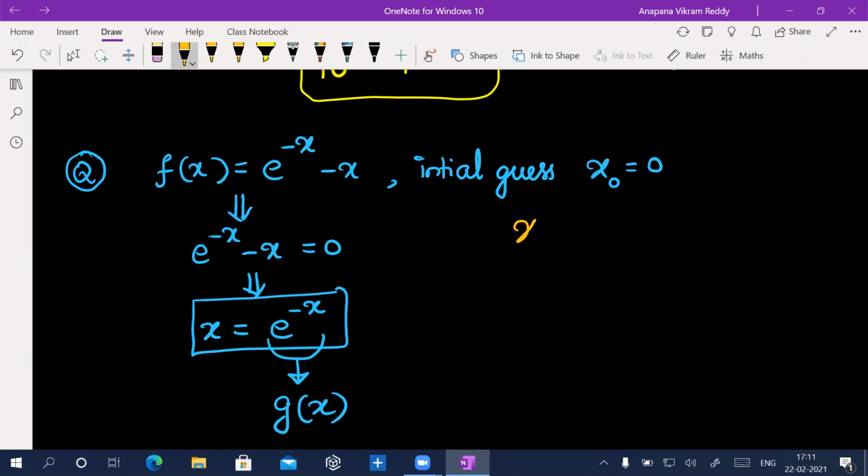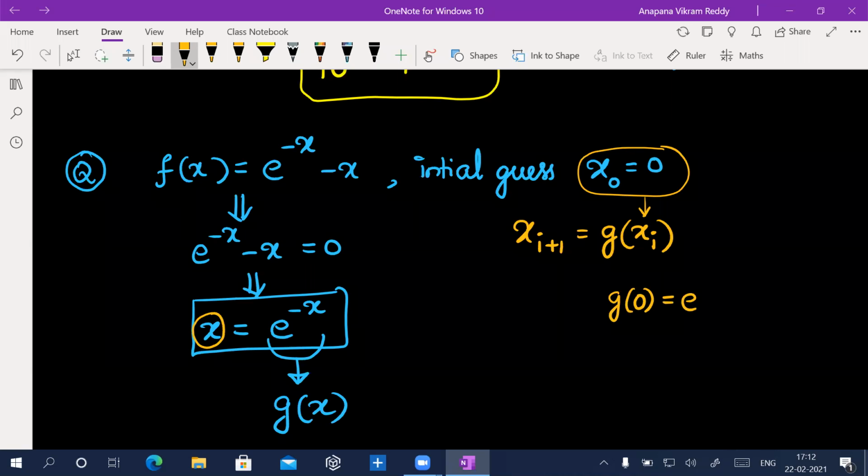So how do we use this iteration formula here? The iteration formula says that x_{i+1} is g of x_i. So first of all, I will take i equal to 0. You convert this to x_{i+1} and this to g of x_i. Now just take the initial guess x0 equal to 0. So what is my g of 0 here?